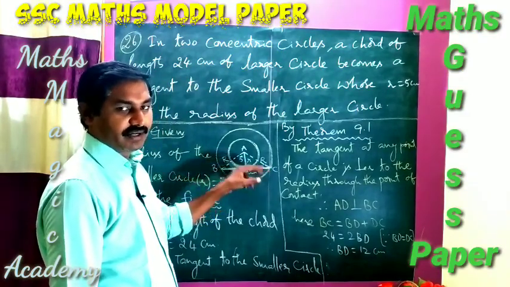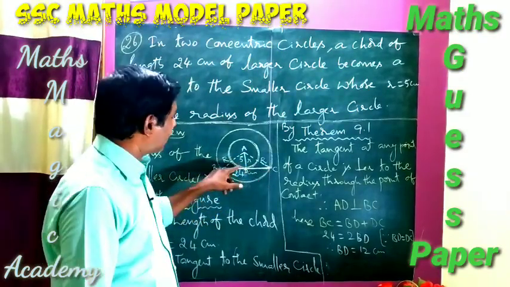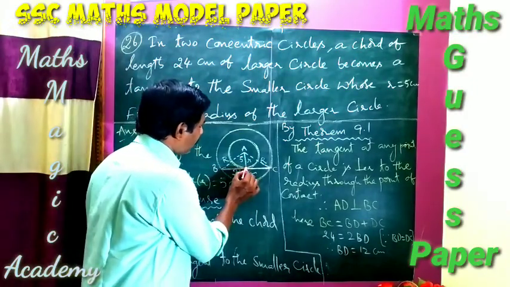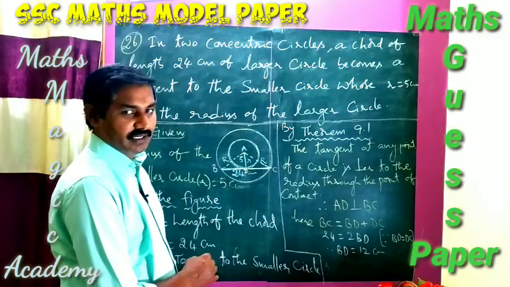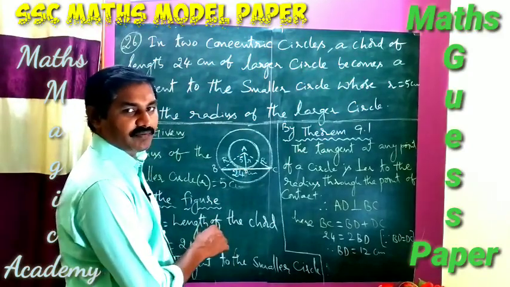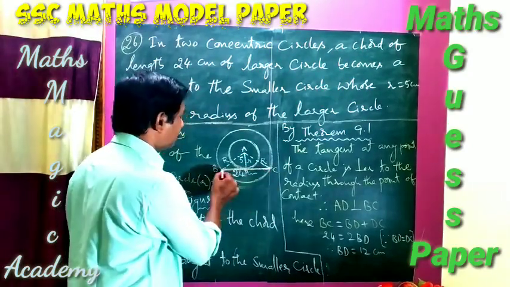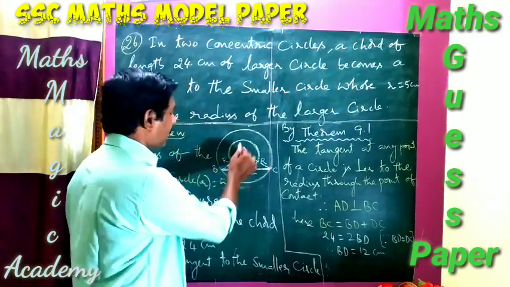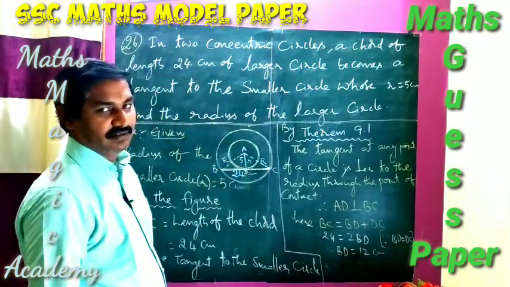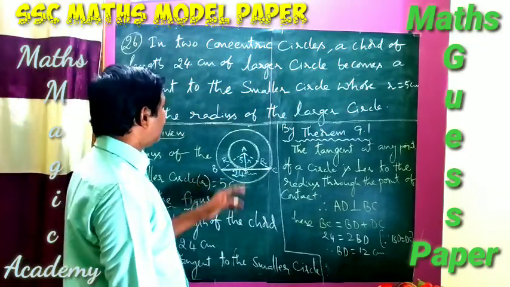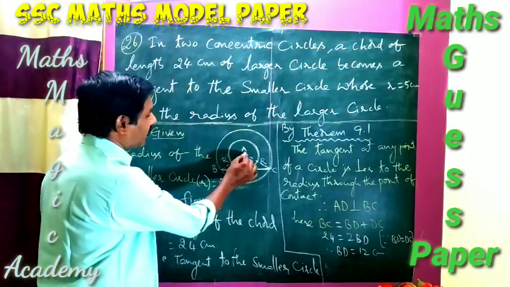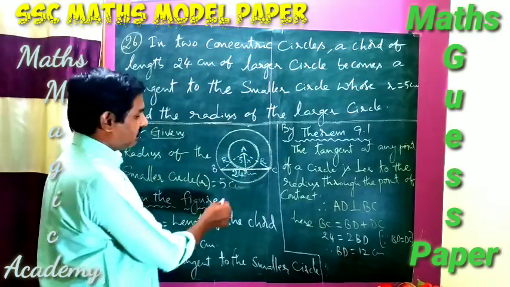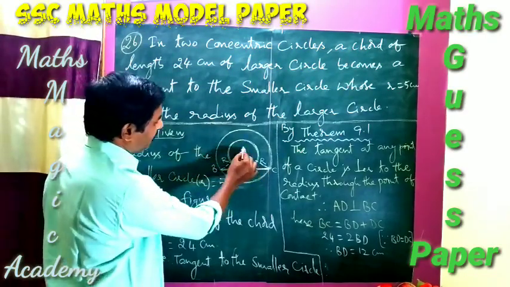We have drawn that the chord becomes a tangent to the smaller circle. It touches the smaller circle at one point. If it touches at one point, that is the point of contact, then automatically this BC is a tangent of the smaller circle, as well as a chord of the larger circle. So in this case, we have to find the radius of the larger circle. The radius of the larger circle is nothing but AB. So this is the diagram we have drawn, and we have plotted the points.